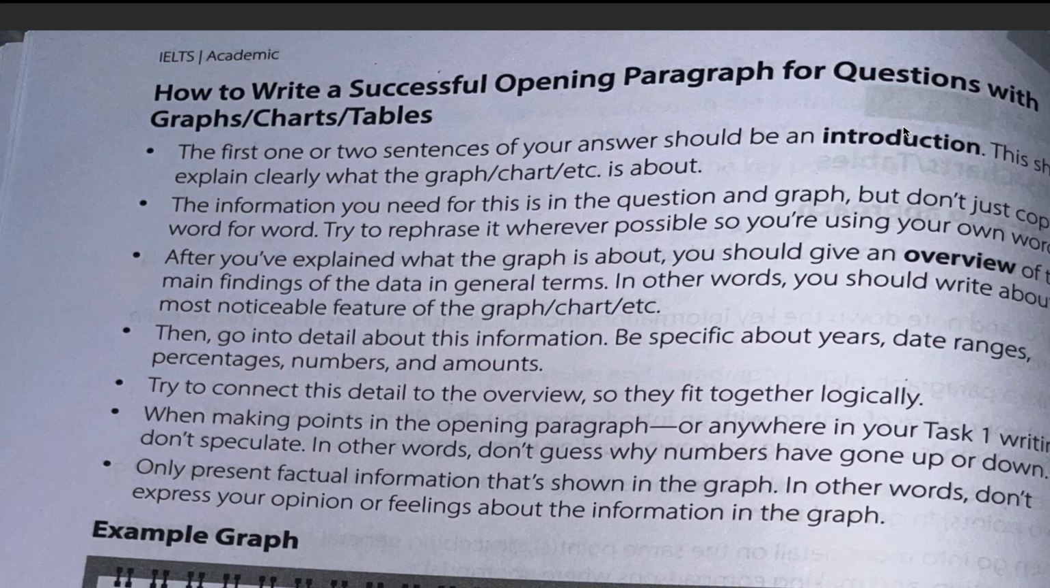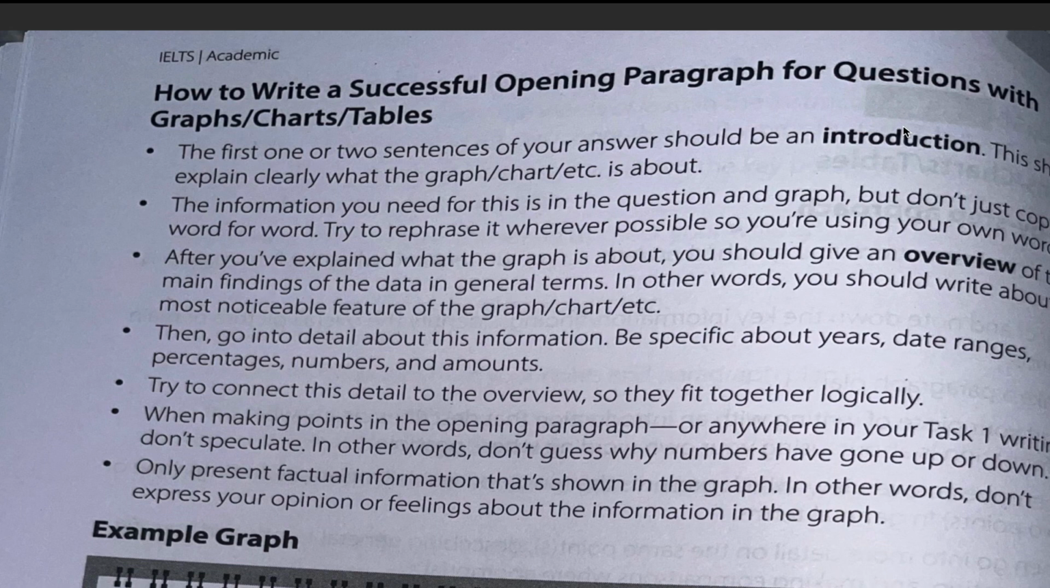After you've explained what the graph is about, you should give an overview of the main findings of the data in general terms. In other words, you should write about the most noticeable feature. Whatever they give, we'll see in the questions, and you will be able to understand that. After that, you are going to go into the detail in the information. When I say detail, I mean being more specific about the years, date ranges, percentages, numbers and amounts. After this, you are going to connect everything and fit it logically together.